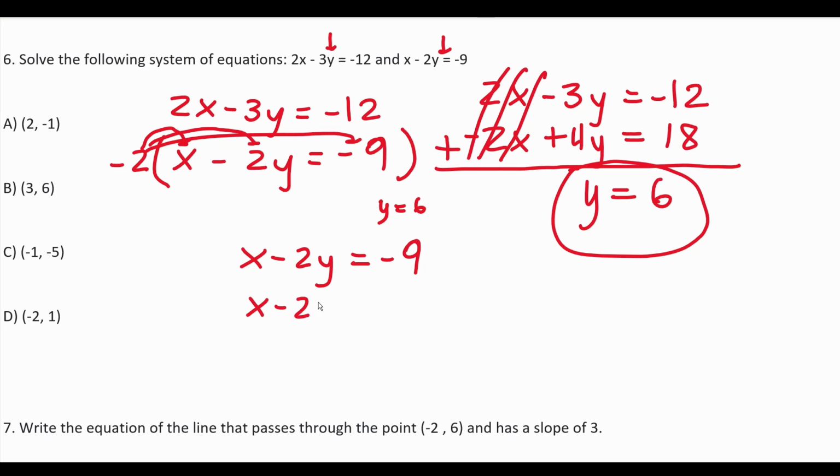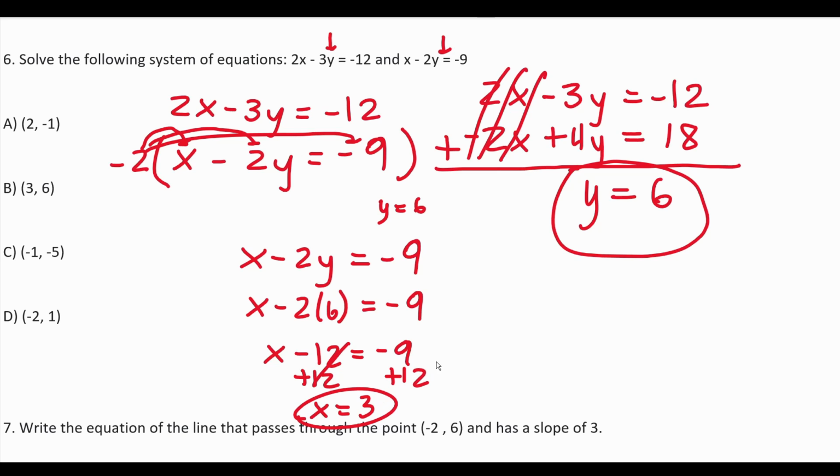This becomes x minus 2 times 6 equals negative 9. This is x minus 12 equals negative 9. We're solving for x at this point, so we're going to add 12 to both sides. This crosses out, and this leaves you with x equals 12 plus negative 9. Again, that's going to be 3. So the answer to this one is x equals 3, y equals 6, or as an ordered pair, that's going to be 3, 6. Again, in ordered pairs, this is your x and this is your y. So the answer to this one is B, of course.